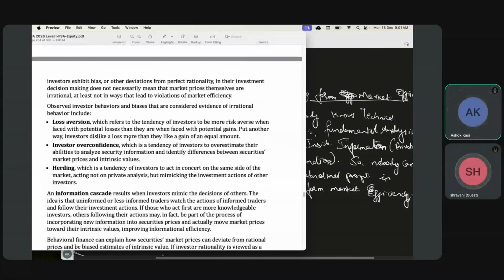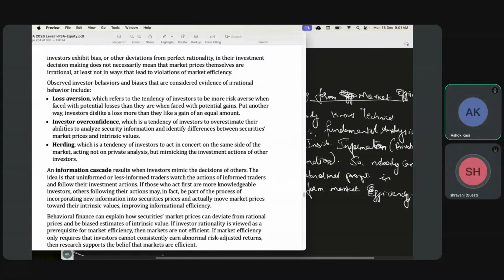Now here, loss aversion, investor overconfidence, and herding mentality. Loss aversion is a hypocritical nature of an investor: we are okay with profit, but we are not okay with loss. So we tend to overreact to losses more than to gains. That is our risk averse behavior. That is called loss aversion.